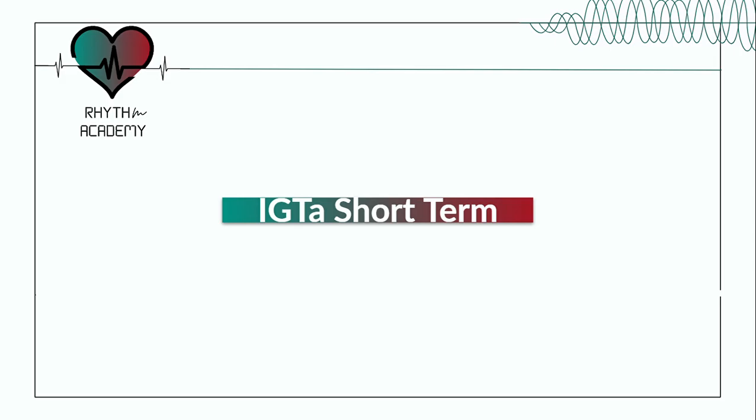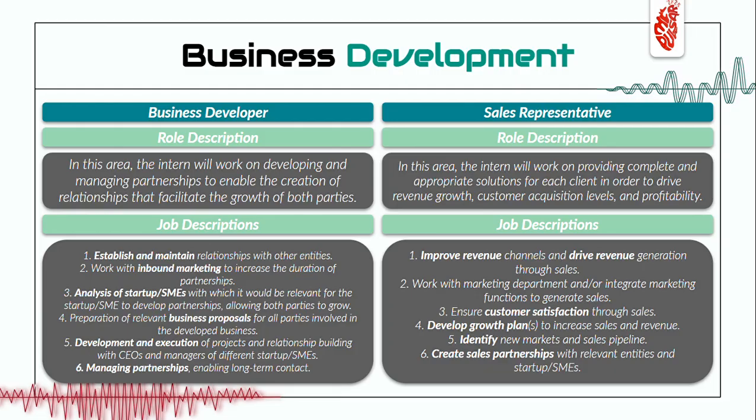So let's talk about IGTA short term for a bit. Let's talk about what we have in it. Talking about some subproducts that we have, first thing is BD, business development, and in the BD we have different positions and different job descriptions that we can open for the EPs to apply for.